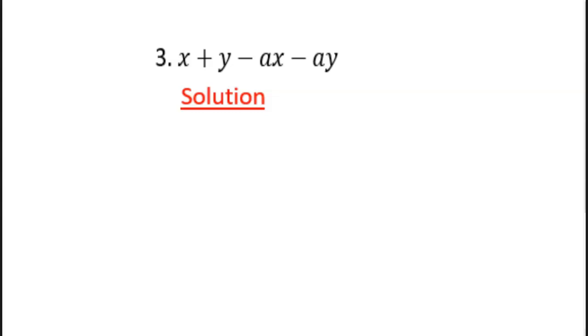Just write it down and then do it. Okay, so let's see how we will go through this. So this is equal to, let's check, x plus y minus ax. So here we have x plus y. You can rewrite this one. So x minus ax plus y minus ay.